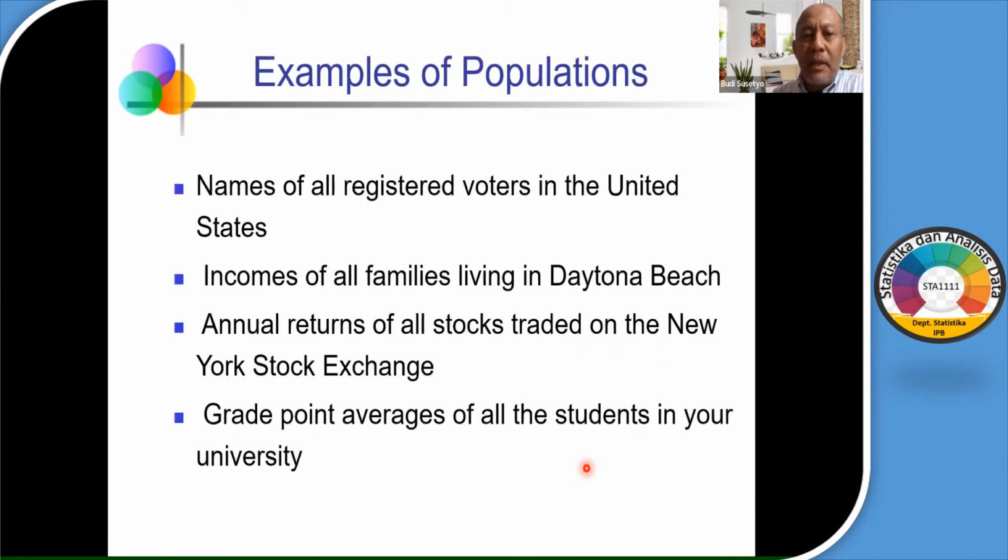So, examples of the population, as I mentioned before: names of all registered voters in the United States or in Indonesia, incomes of all families living in a beach, and many other things.